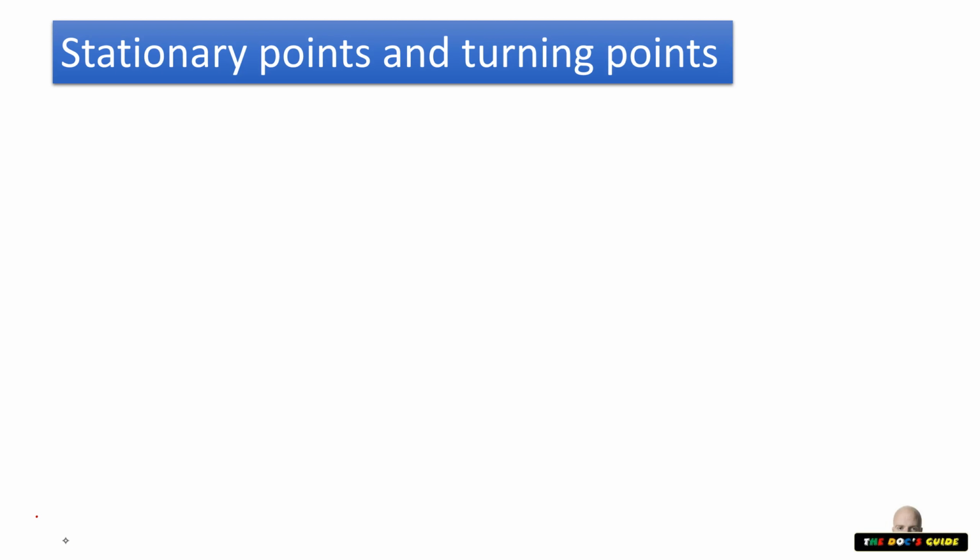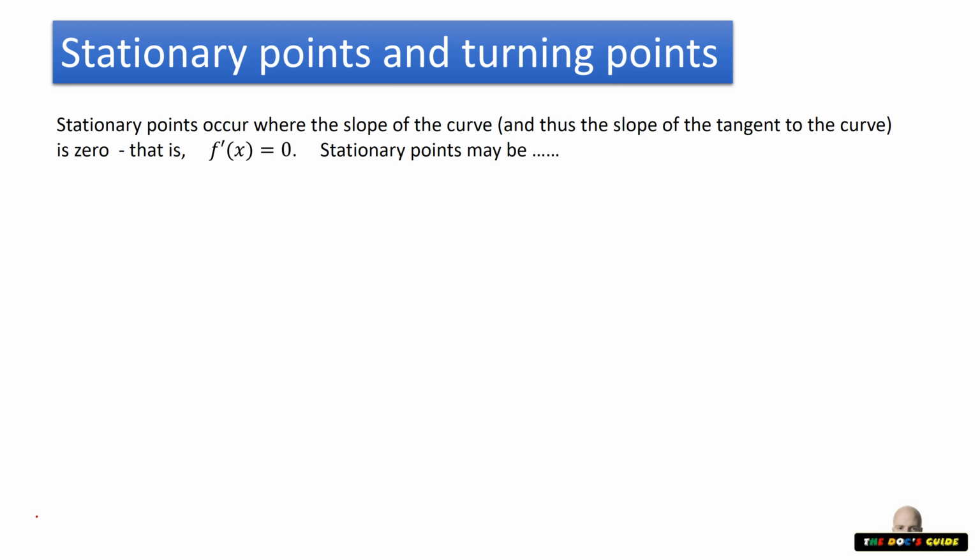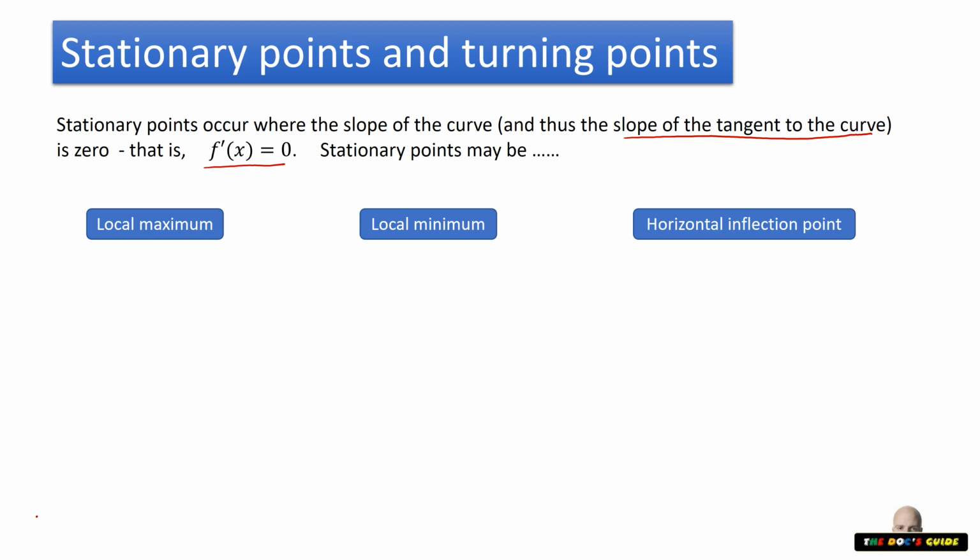Hello mathematicians, we're now going to have a look at stationary points and turning points. So stationary points occur wherever the slope of the curve, which is the same as the slope of the tangent to the curve, is zero. We've encountered this concept already. But stationary points can be of three types. They can either be local maxima, local minima, or horizontal inflection points.